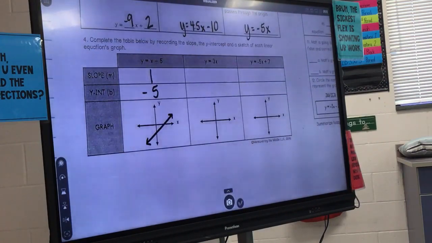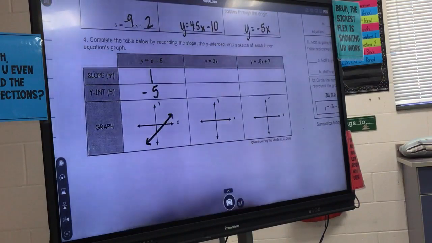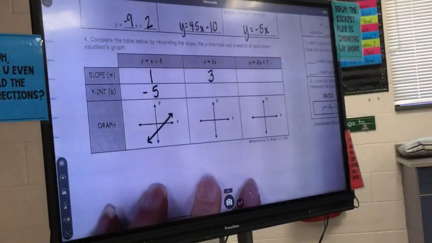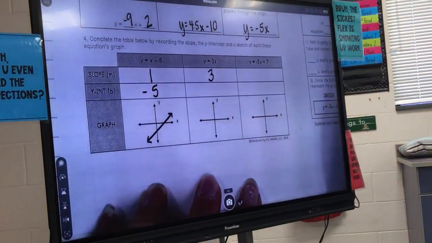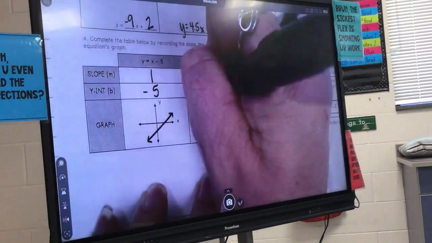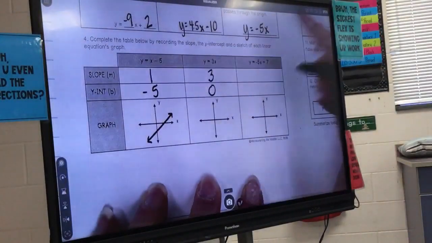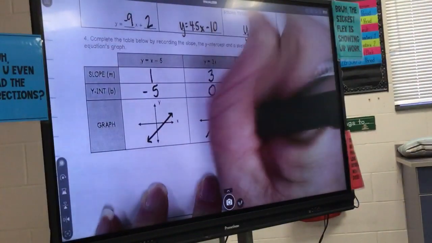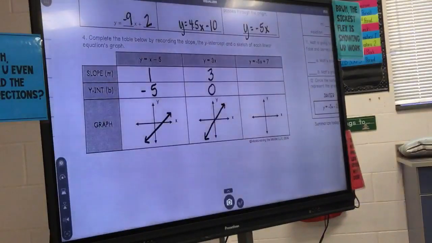All right, let's go ahead and go over these. So looking at the next one, y equals 3x. What is our slope? Ellie. All right, what is our y-intercept? Nico. 0. All right, so when I draw my line, Nico, where do I need to make sure it goes? Through the origin. All right, and make sure that it is in a positive direction.